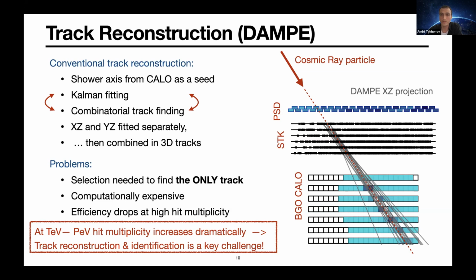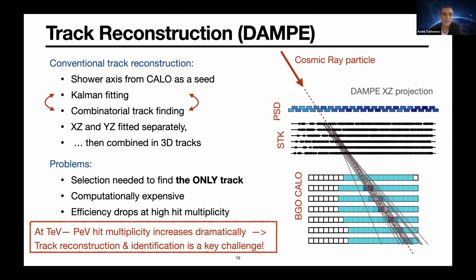First, you fit the shower axis in the calorimeter to get a tentative particle direction, and then you use this direction as a seed for tracking, for pattern recognition in the tracker. Namely, you do a loop over possible track candidates starting from hits in the first or the last layer, and then you fit a track candidate which is compatible with the calorimeter hypothesis, the initial calorimeter direction. So you have a loop of all possible combinations. In DAMPE, we do it separately in two projections of the detector, and then it's combined in a single 3D track.